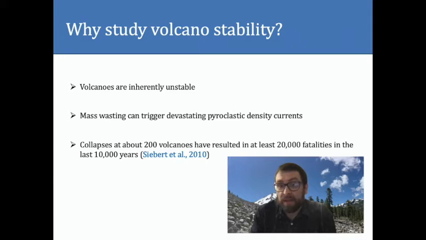Well, volcanoes are haphazardly built structures constructed from the products of both effusive and explosive volcanism and endogenous growth. These structures are inherently unstable and mass wasting events are frequent. For example, collapses in the last 10,000 years have resulted in at least 20,000 fatalities.